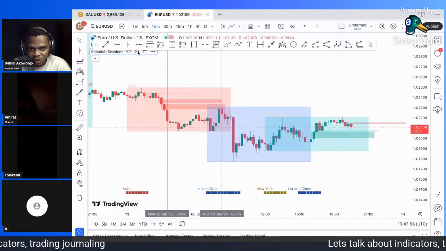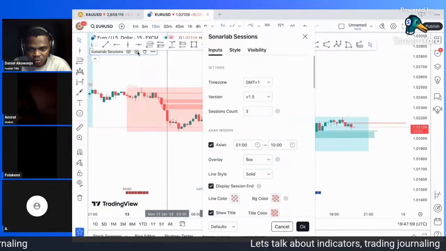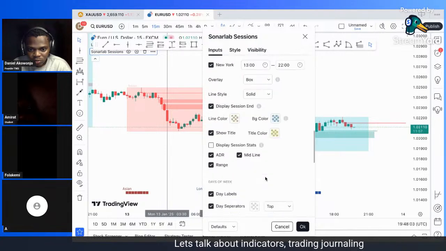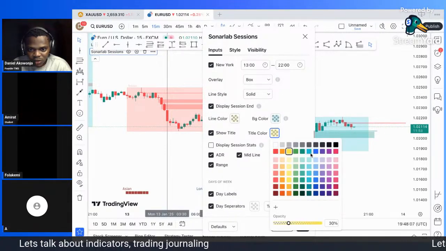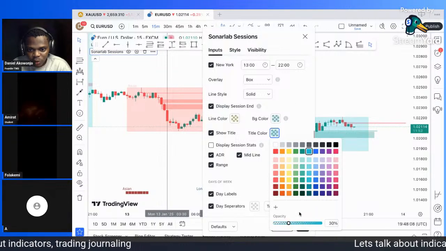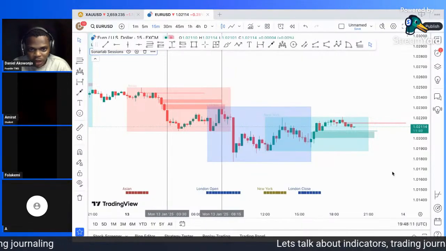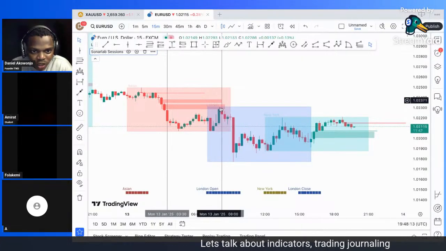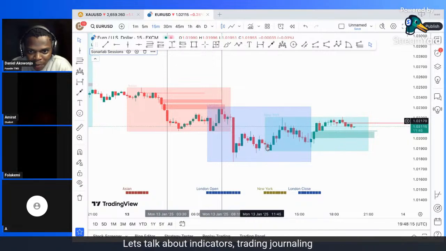Let me change the color of that. I'm trading multiple sessions at the same time. You can be trading just like an overlap. Okay, so you can see here London session overlapping on Asian session, New York session overlapping on London session.